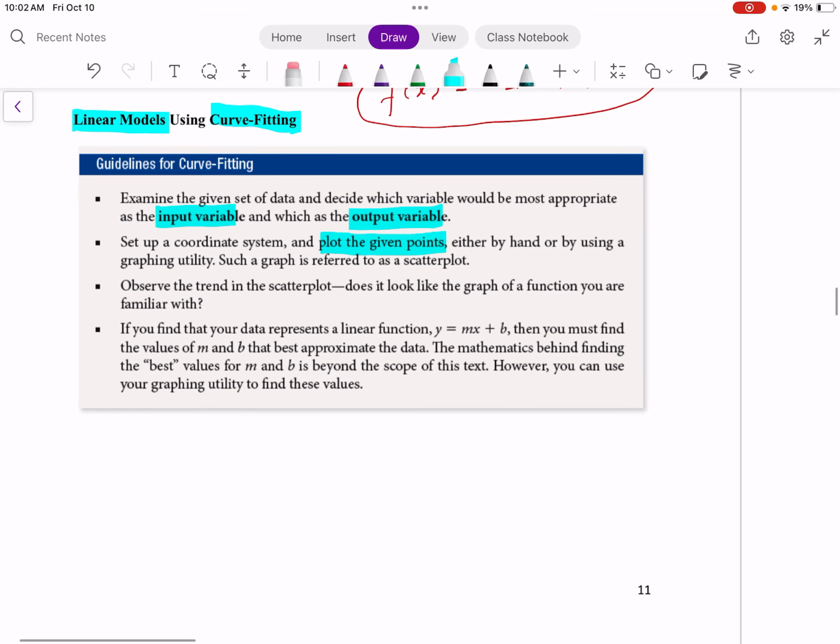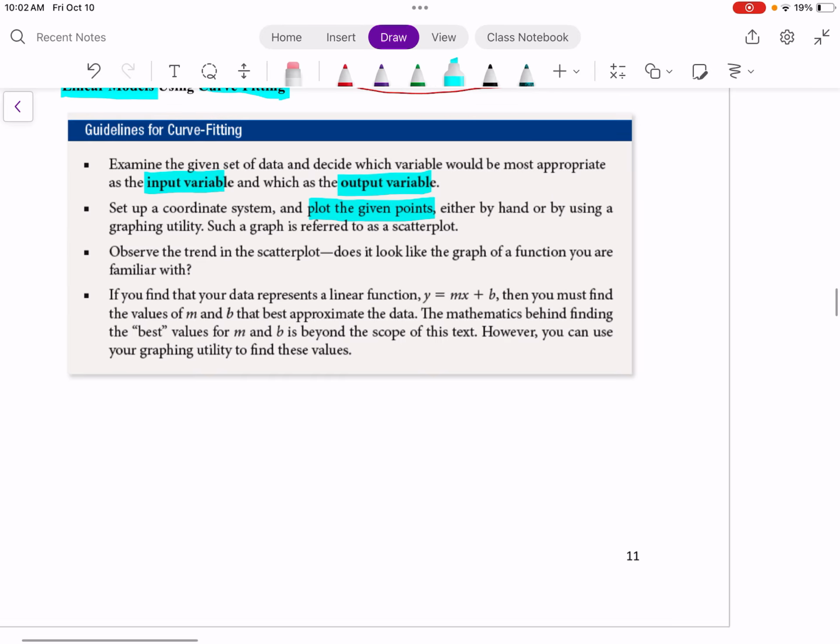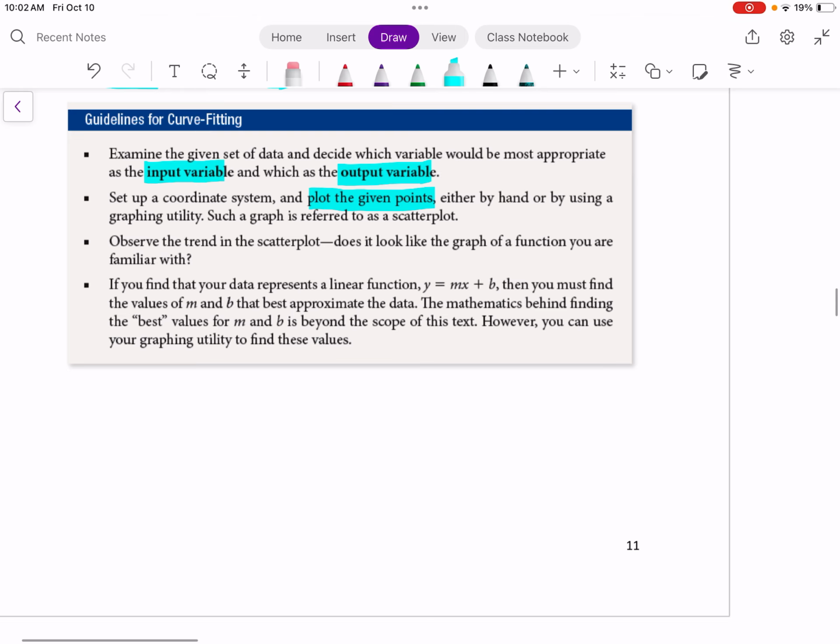Now in this class we will use our hand to graph, not the graphing utility. You can still use a graphing calculator to graph, but we'll be using our hand to graph this given data set. Once we plot those points, we observe the trend in the scatter plot. We have a data set, we plot it, that is a scatter plot, and in the scatter plot we observe the trend.